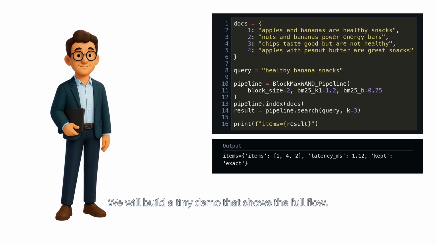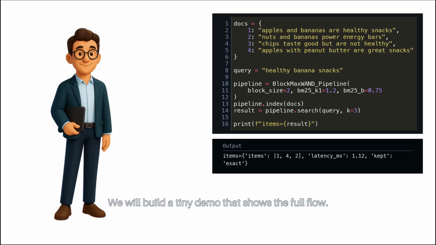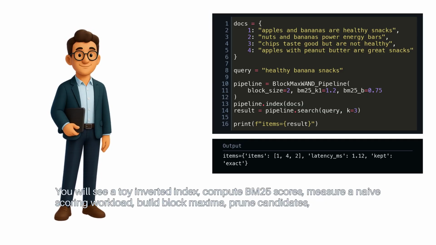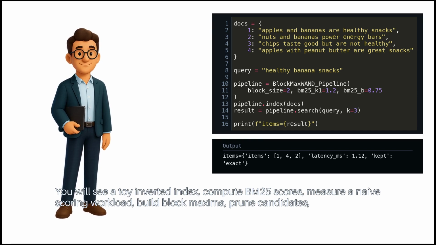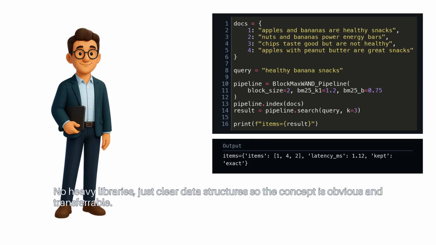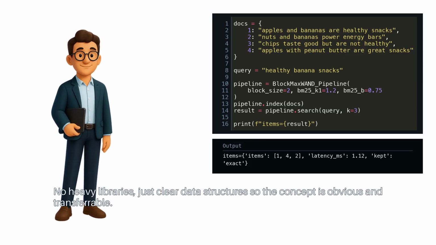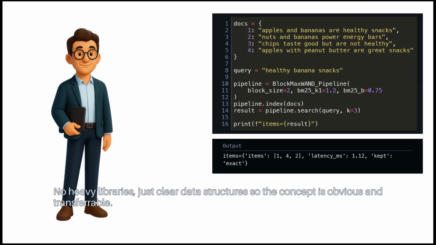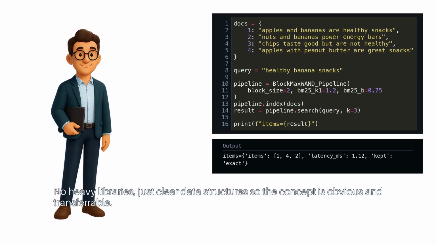We will build a tiny demo that shows the full flow. You will see a toy inverted index, compute BM25 scores, measure a naive scoring workload, build block maxima, prune candidates, and then verify the pruned pass returns the same top results. No heavy libraries, just clear data structures, so the concept is obvious and transferable.